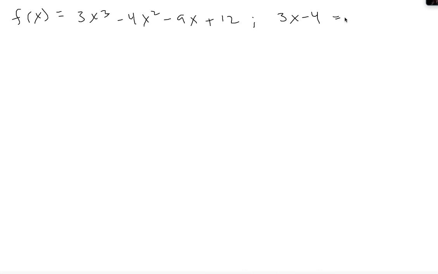So if I set this factor to 0 and I solve, I bring the 4 over, and I divide the 3 on both sides. That means the zero is 4/3, so that's what I need to do my synthetic division with. So let me show you that right here.